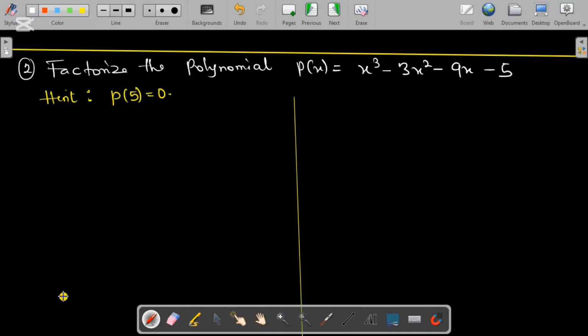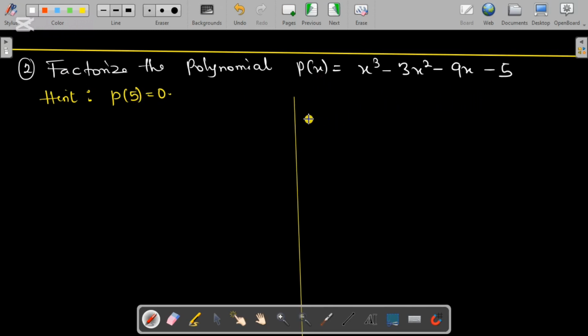All right, and we move over to the second one. Here we are told that we should factorize this polynomial. What does it mean to factorize it? To put it as a product of linear terms, and it is a cubic polynomial, so we are expecting 3 linear polynomials. All right, and there is a hint they gave us here, a very beautiful one, that if you substitute 5 as your x, you're going to get 0.